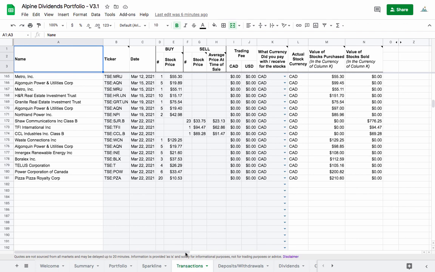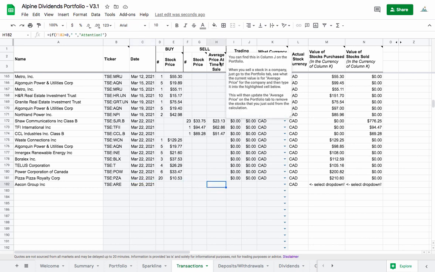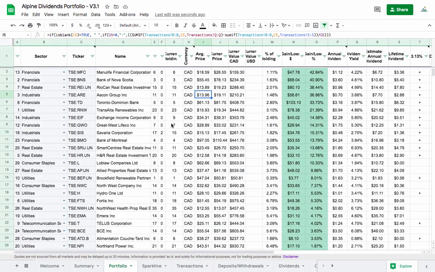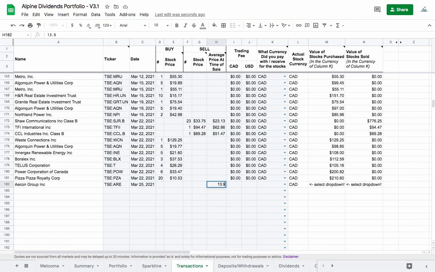And then I just want to go and log each of these transactions in the transaction page. For the market sell of ACON, so we have TSE, it's ARE. Today is March 25th, 2021. I sold 11 shares, and just before I get started, I always check the average price at time of sale. So in the portfolio tab, for ACON, right now the average price is $13.96. So I just log this here, $13.96, and this gets calculated in for basically all of the calculations to make sure that my portfolio removes the shares when it's doing the summing. But basically there were 11 shares in the sell, and I sold at a price of $19.20.